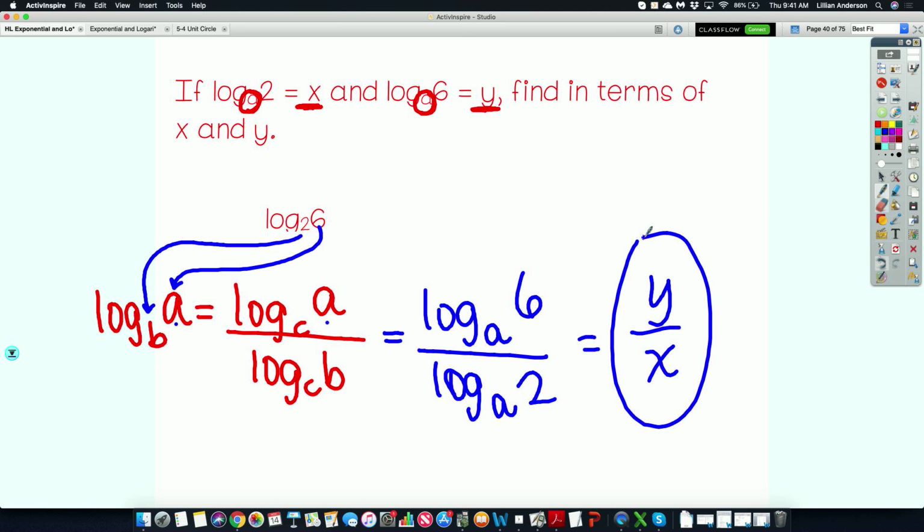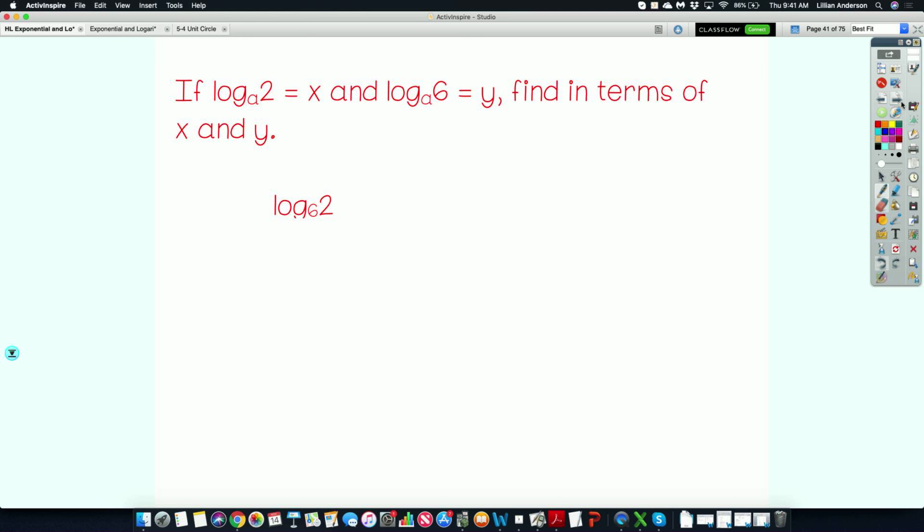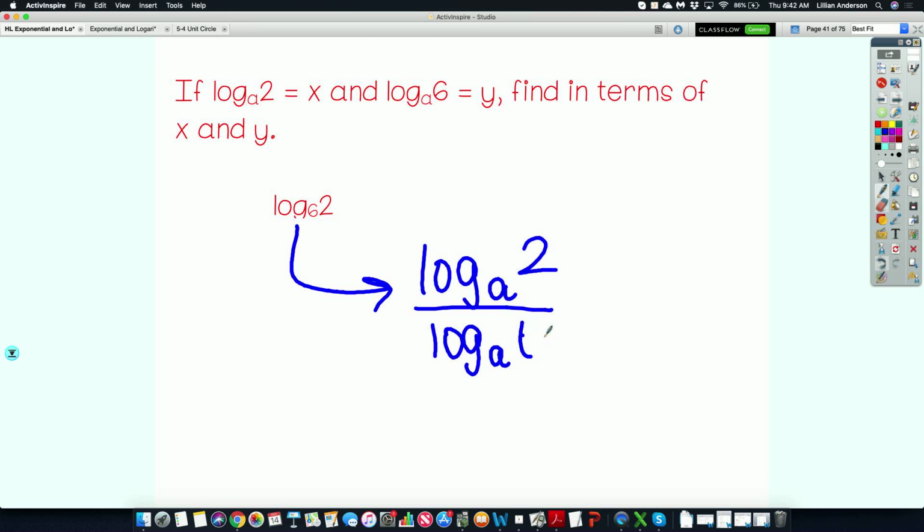Okay? Same directions, we have a new log. Same stipulations, a new log. I have log base 6 of 2. I'm trying to rewrite this in terms of X and Y. And I don't have the same base. So I probably want to change my base. I'm going to change my base to what? A. And this time it's going to be log base A of 2 over log base A of 6.